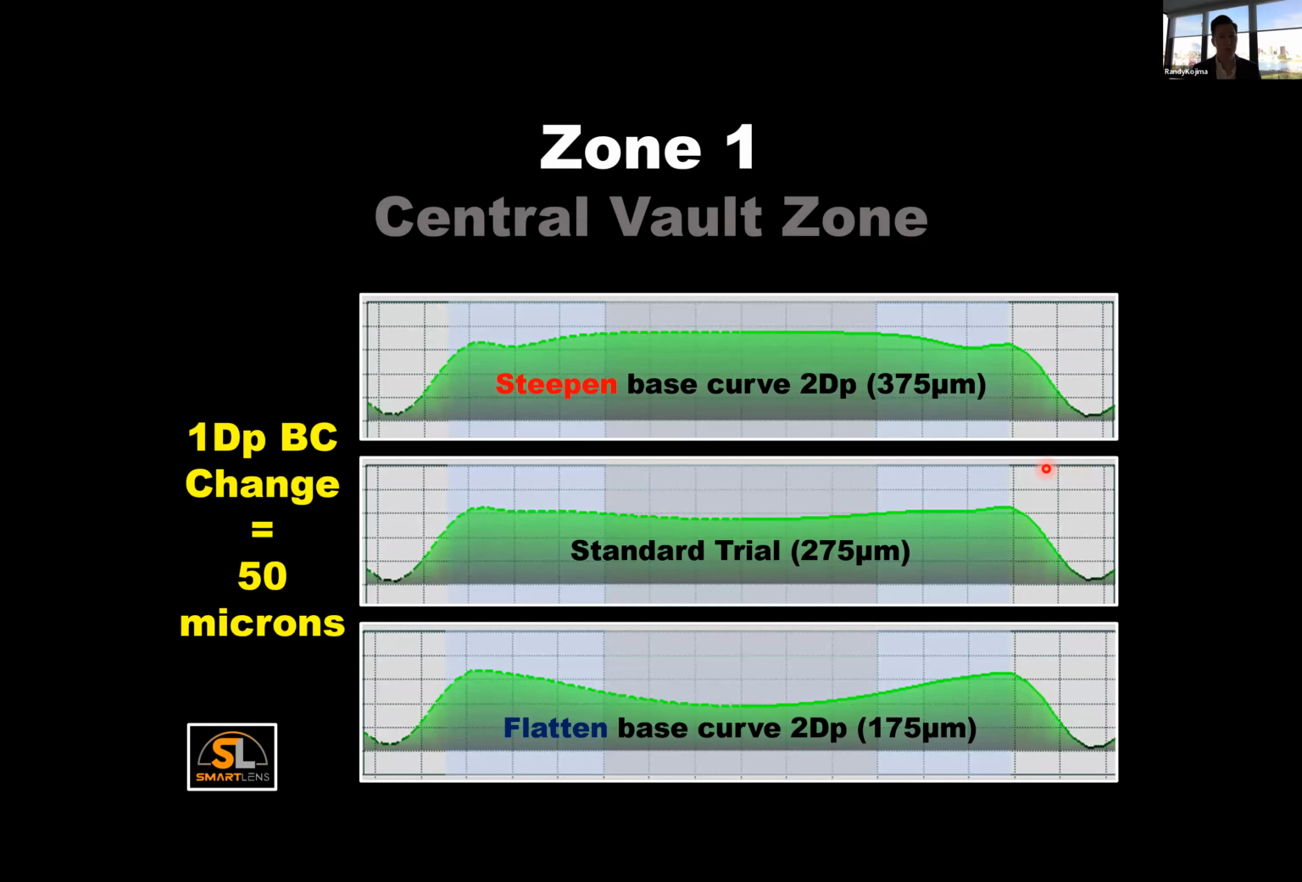You can change the base curve of your custom order to increase or decrease the apical clearance. Typically, I never adjust the base curve. I use the outer zones of the lens to change the apical clearance, but it is something you can do. You can take your 4,000 micron lens, flatten the base curve slightly, that'll reduce the apical clearance, steepen the base curve slightly, that'll increase the apical clearance.